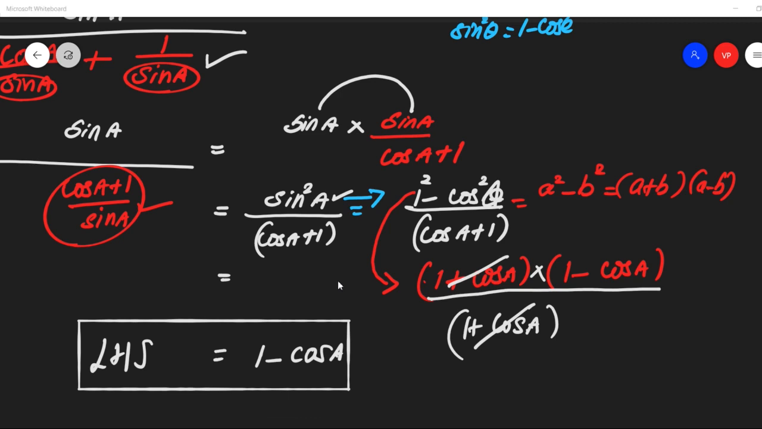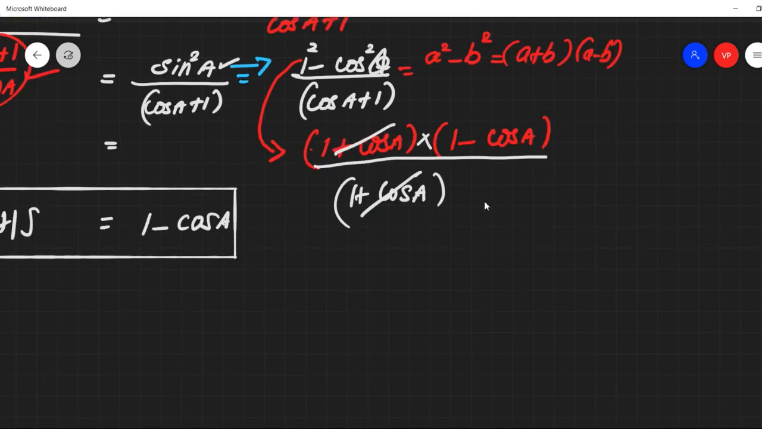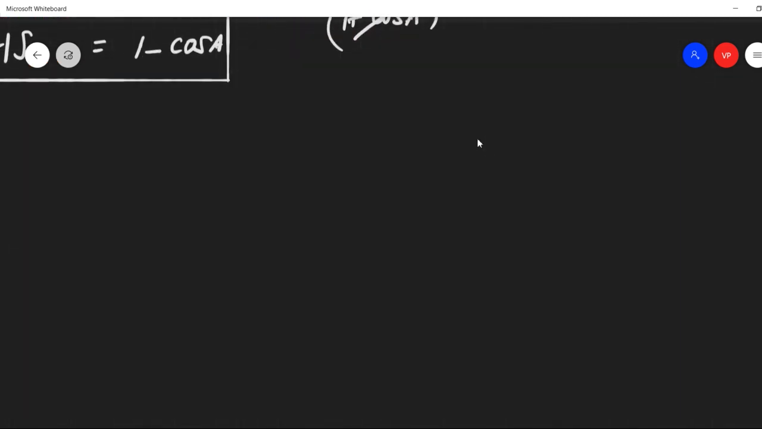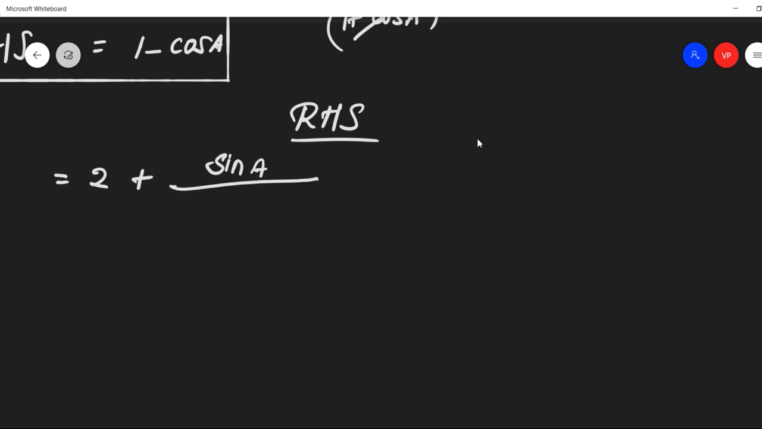Now we have to take the RHS. So what is our RHS? That is 2 plus, see students, 2 plus sin A divided by cot A minus cosecant A. Okay, shall we do it? Yes.